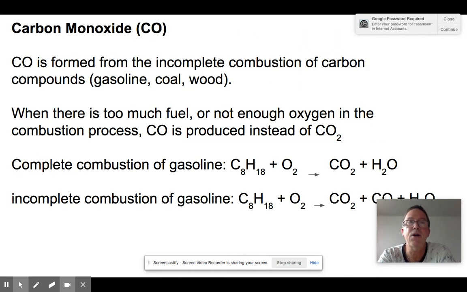Carbon monoxide. Well, carbon monoxide is formed anytime there's not enough oxygen to support complete combustion. So basically, if the stoichiometric mix is not ideal for that reaction, you're going to end up often with, instead of CO2 being formed, you're going to get CO.